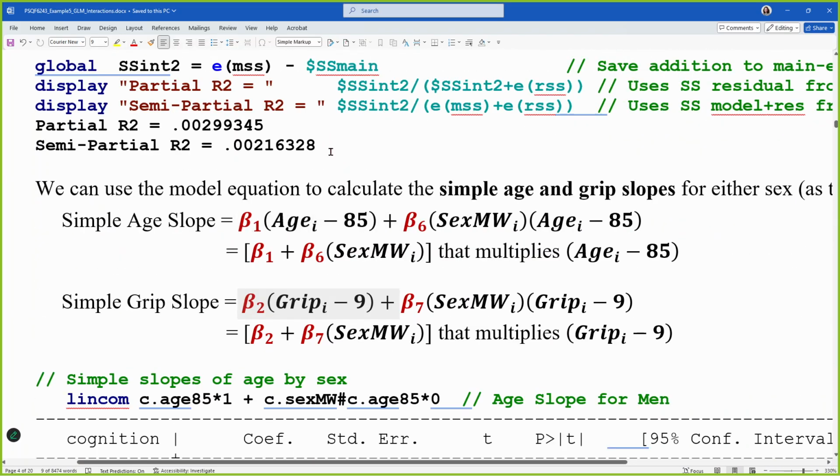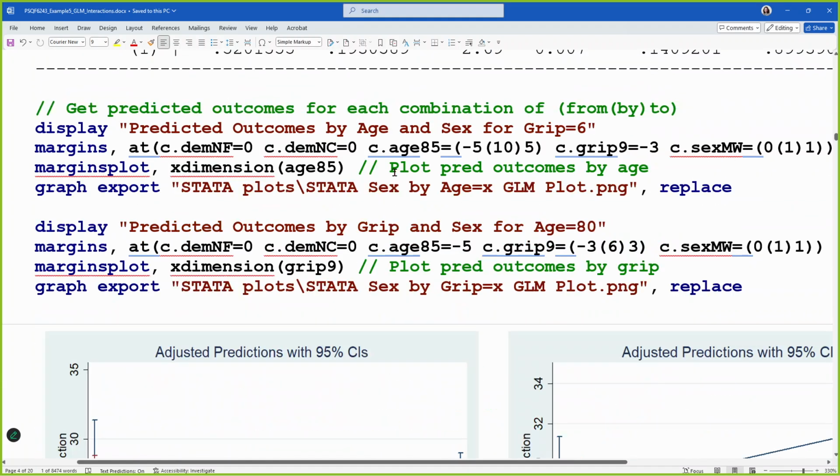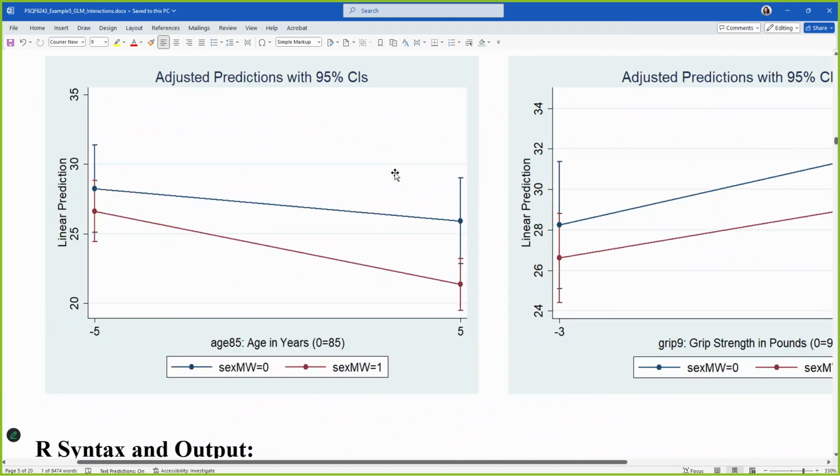And then you can compute the difference in R-square across models. I did that here using saved estimation results. Nestreg will also do that for you directly within Stata. And here's some pictures. So if you have an interaction, pictures are really essential. And in this case, I'm showing the effect of age on the x-axis for different genders as the moderators. And in this picture, I'm doing the same for grip strength.